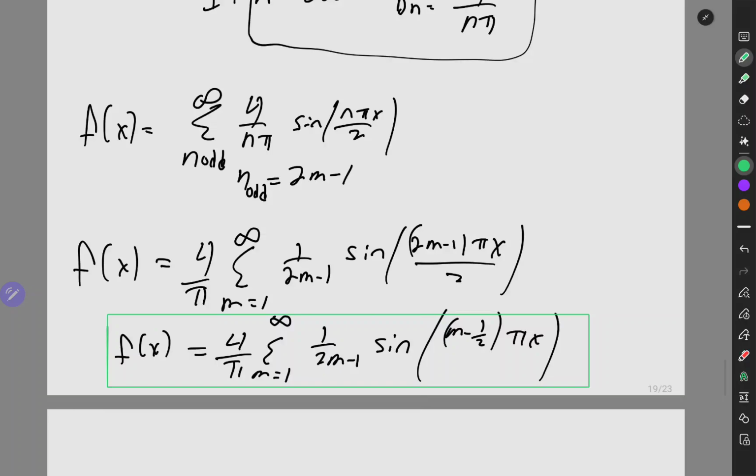Alright, I have one more example after this. Let's see what it's like. Once again, very nice symmetry involved.